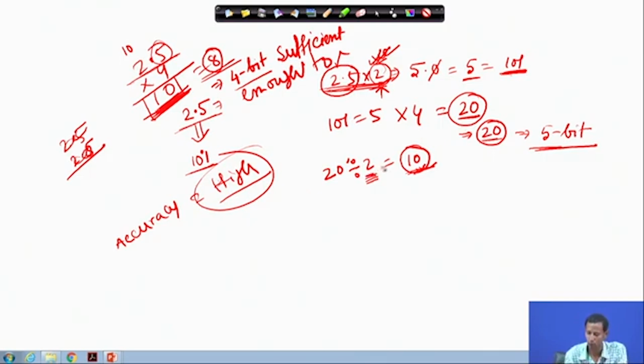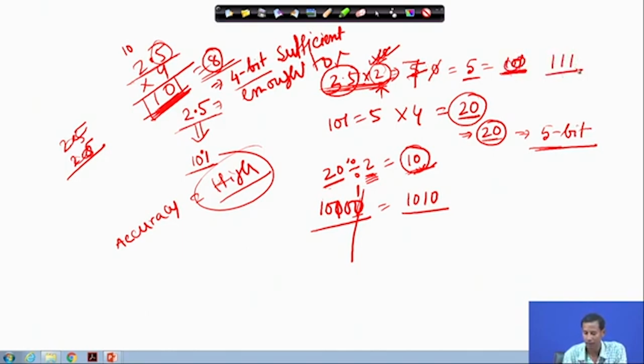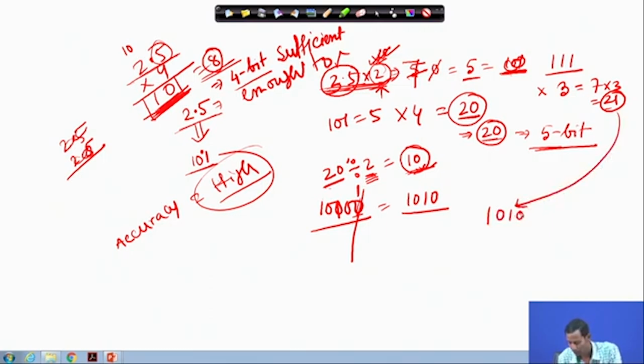Whenever we are dividing by 2, what am I doing? 20 is 10100, so dividing by 2 means I am just discarding the LSB, and I get the result as 10. If this bit is not 0, if it is 1, let us say the value is 3.5, which is 7, and 7 is 111. Now I multiply this value by 3. So 7 times 3 gives 21. If I discard the LSB, what will the result be? That will be 10.